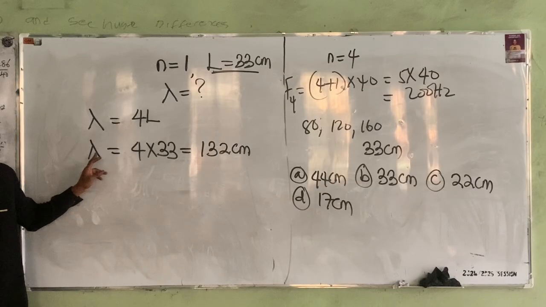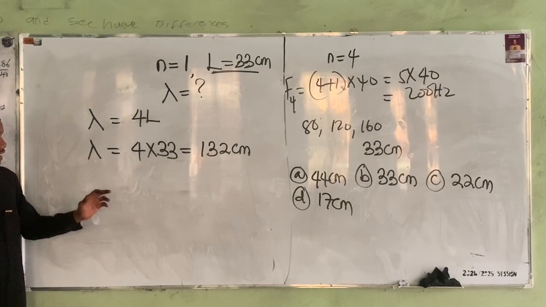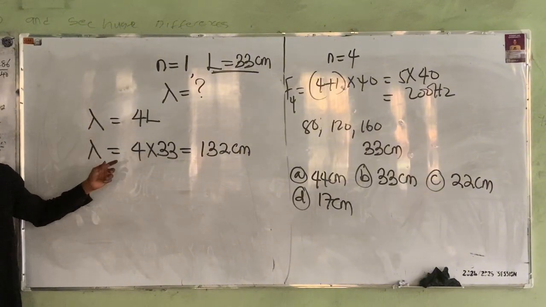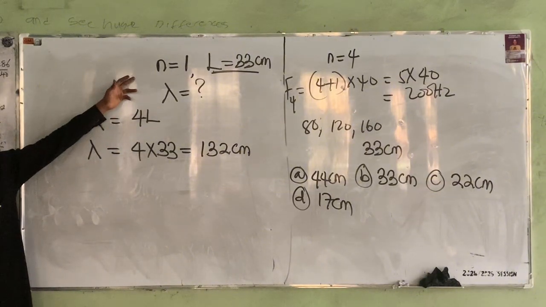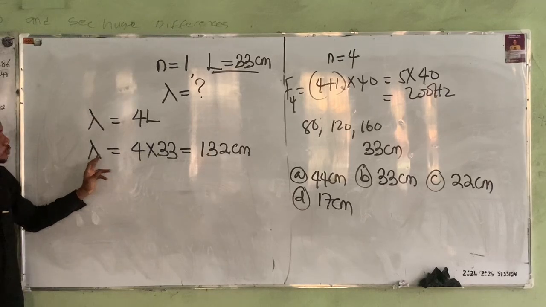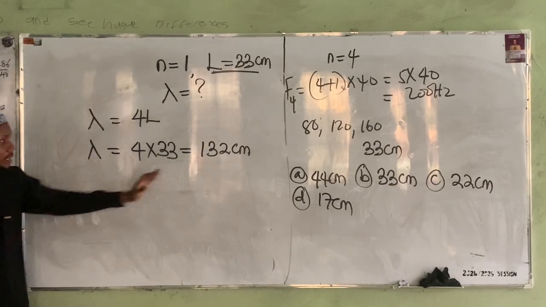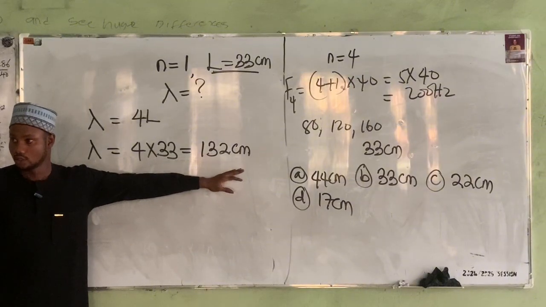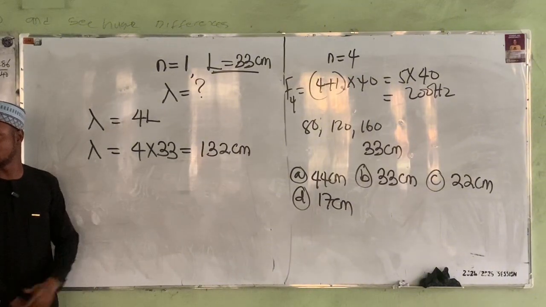Now this particular wavelength is not for the overtone. This wavelength is called the fundamental wavelength. Please take note. Class, remember what I told you guys here? I told you that any frequency calculated from the equation is called the fundamental frequency, right? The same thing is applicable to this question. Any wavelength calculated from the equation is called the fundamental wavelength. Please take note of this. So this wavelength here is called the fundamental wavelength, not the overtone wavelength.